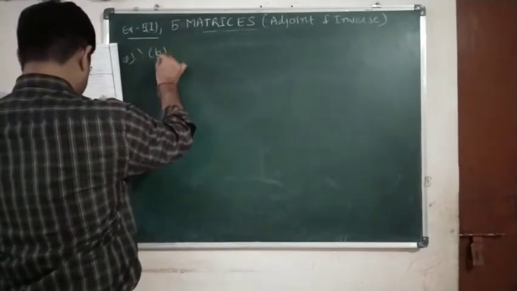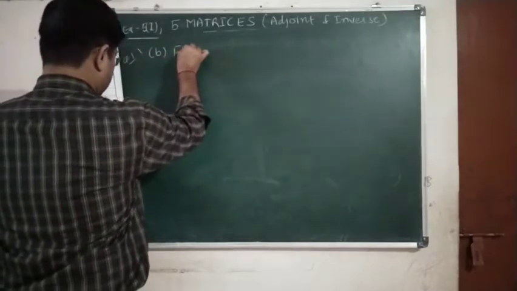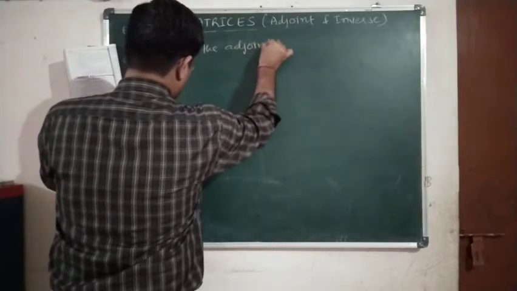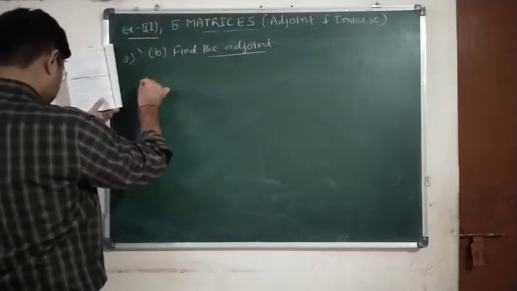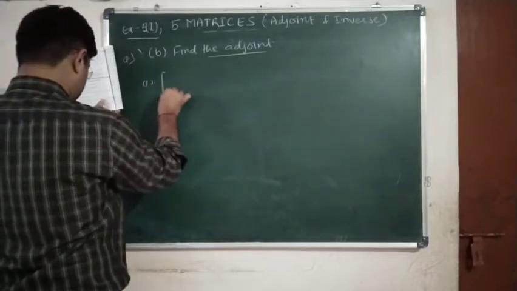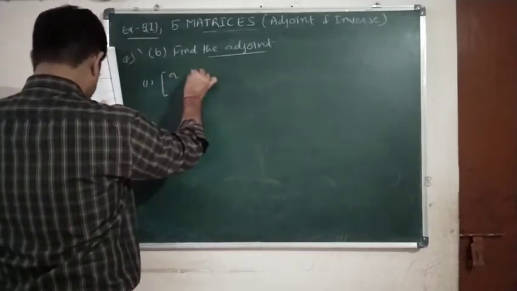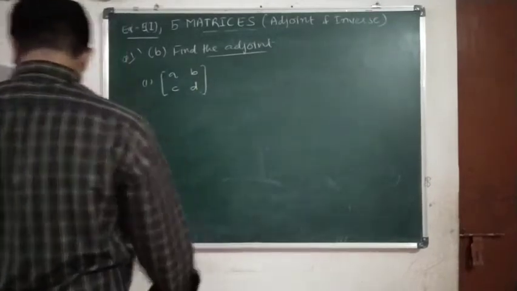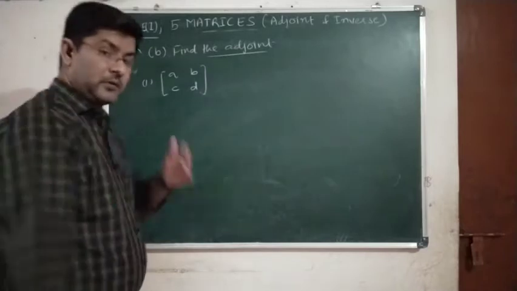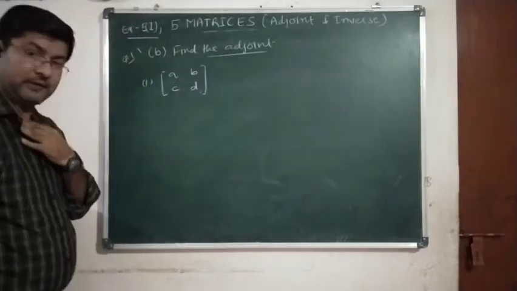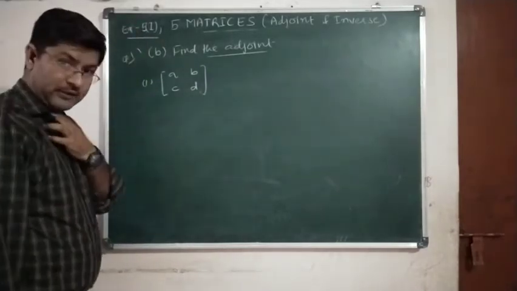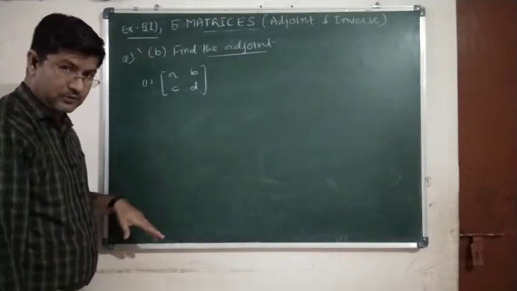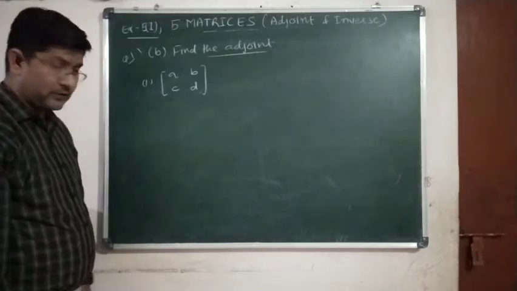Let us solve part B. Find the adjoint of the given matrices. Number 1, we are given a matrix of order 2, CBSE 1992. So we'll find the adjoint. Now you know how to find the adjoint. However, we have a direct method, a rule, for finding the adjoint of a 2 by 2 matrix.